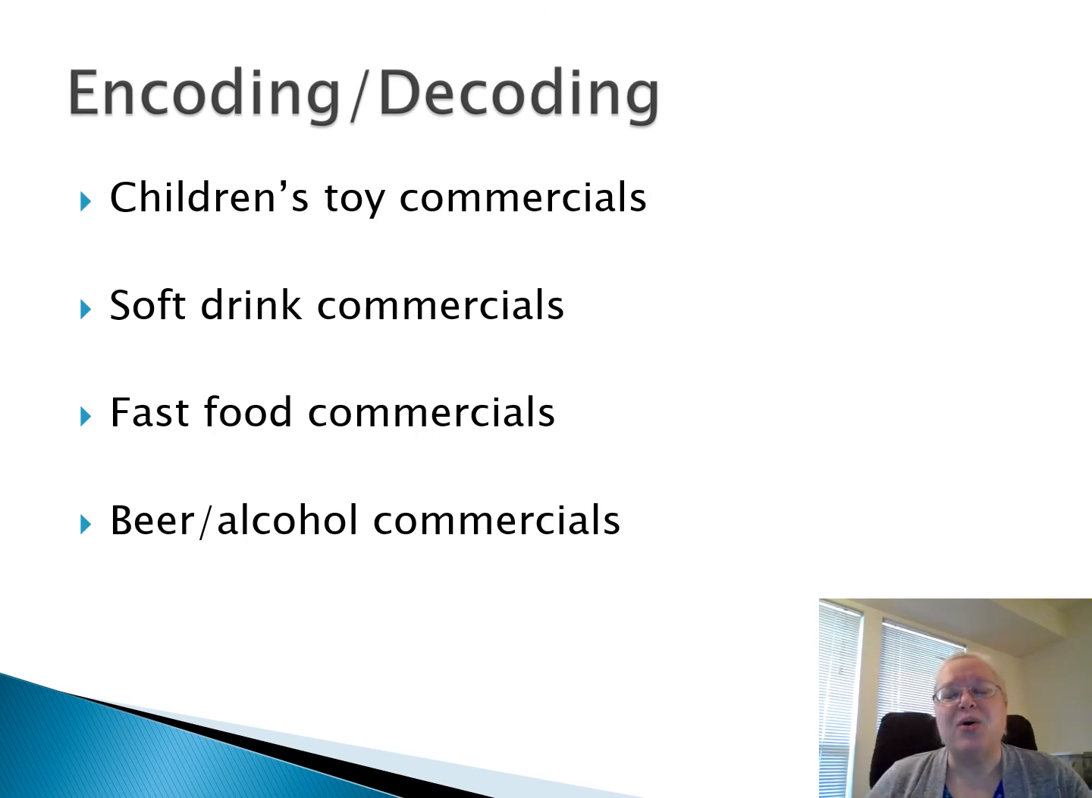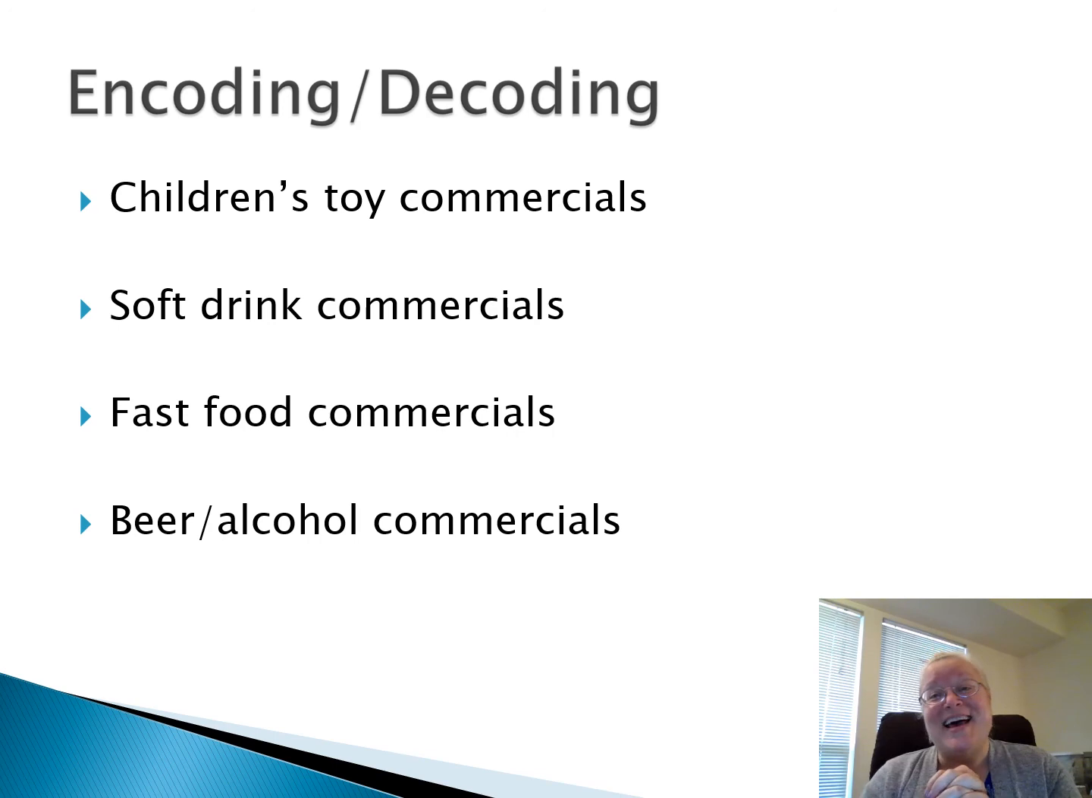Some examples of encoding and decoding. Think about things like children's toy commercials. You see little kids playing with a toy. The message that's encoded there is that you've got to have this toy because it's going to let you have fun, and you're going to have friends and fun, and you're going to laugh if you get this toy. And the subtext is, go ask mommy and daddy to buy it for you, right? That's the message that's encoded there. Does the child decode it in the same way? Sometimes, sometimes not. They're going to filter it through their own perceptual set. So maybe that toy doesn't look like fun to that particular kid.